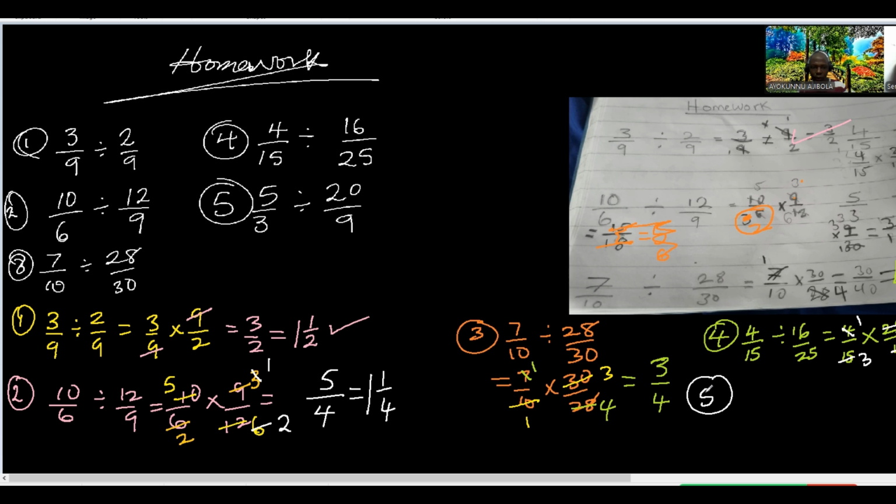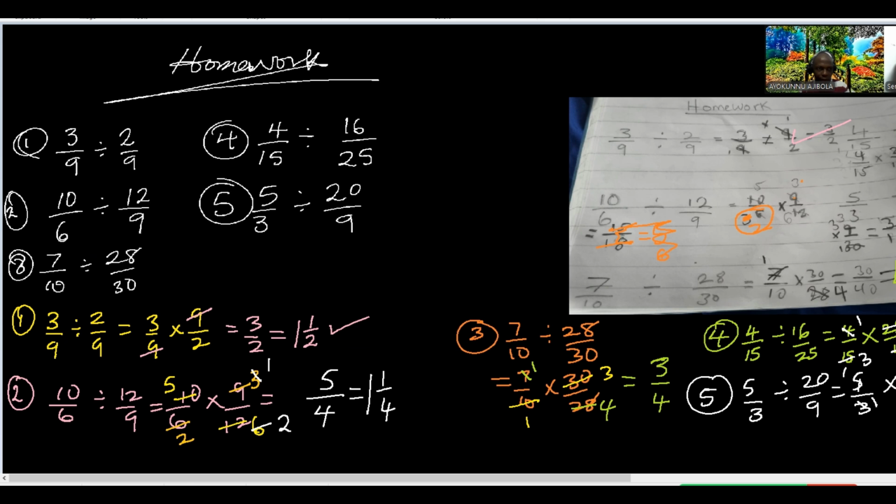And the last question, we have 5 over 3 divided by 20 over 9. This is going to be 5 over 3 times 9 over 20. 3 here, 1, 3 here, 3. 5 here, 1, 5 here, 4. So 3 times 1 is 3, and 4 times 1 is 4. Okay? Is that clear?